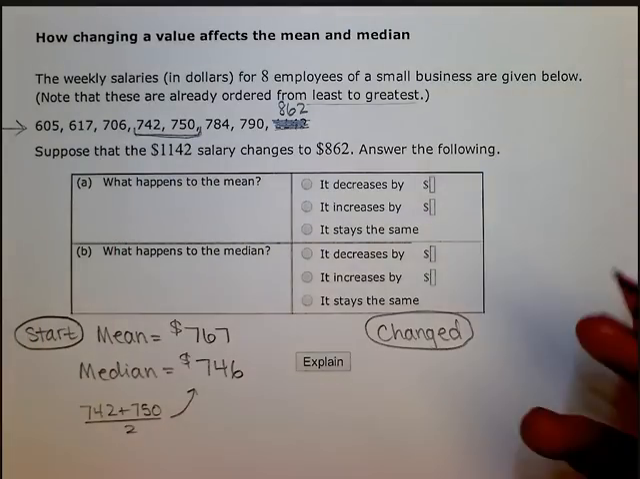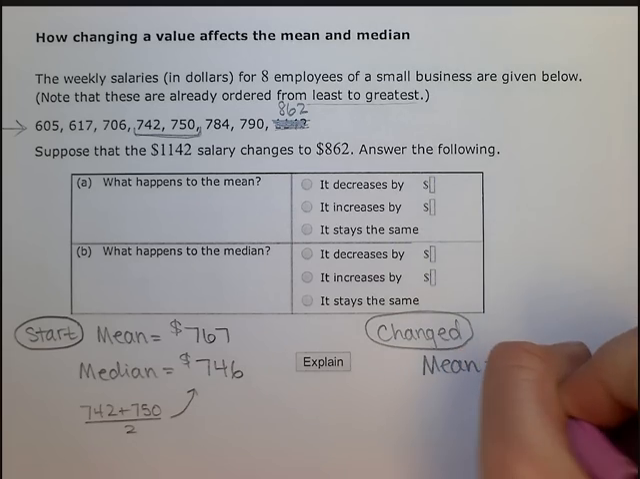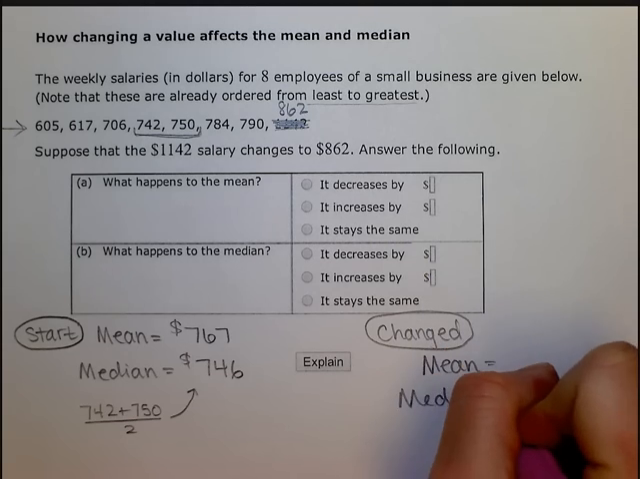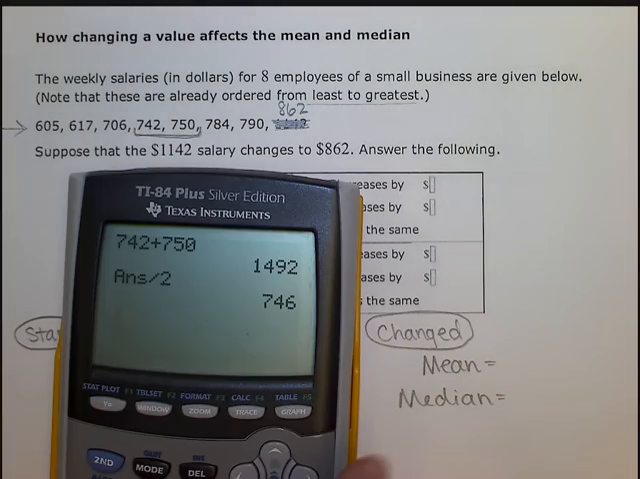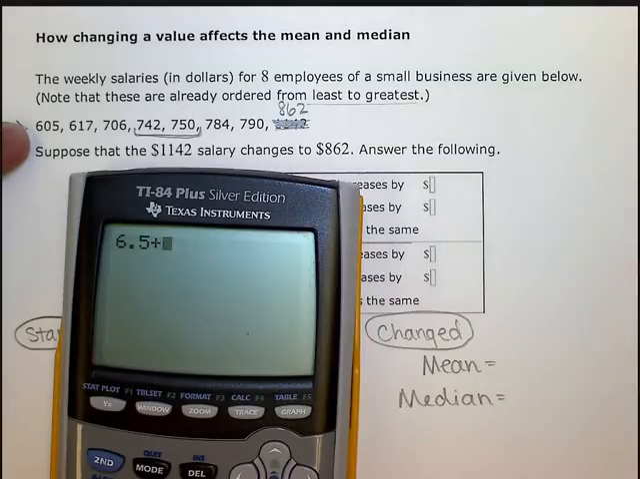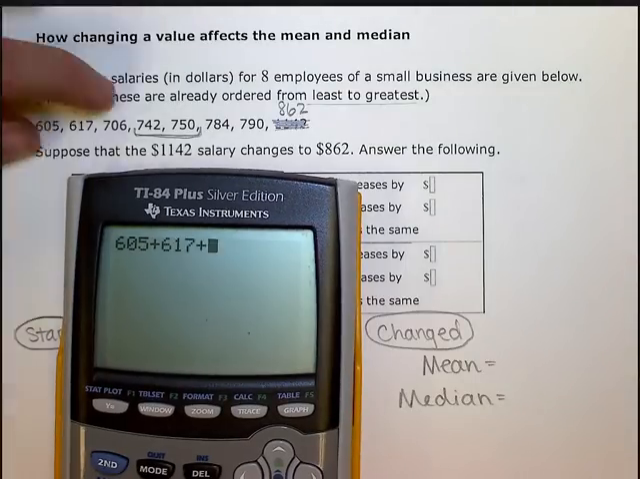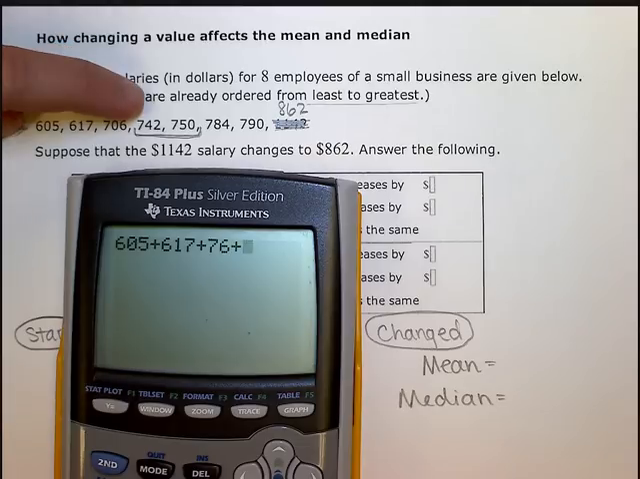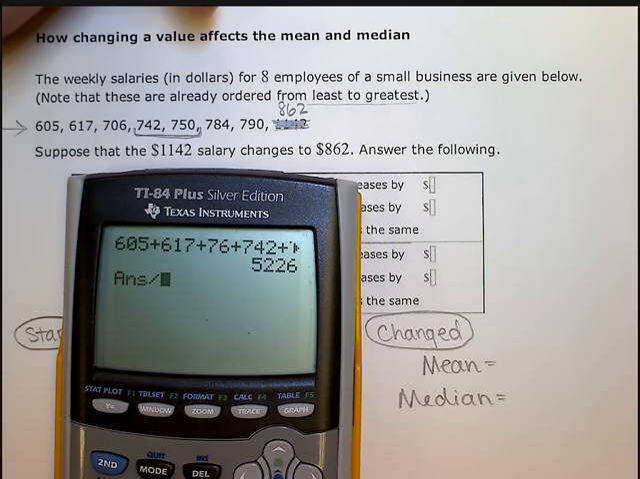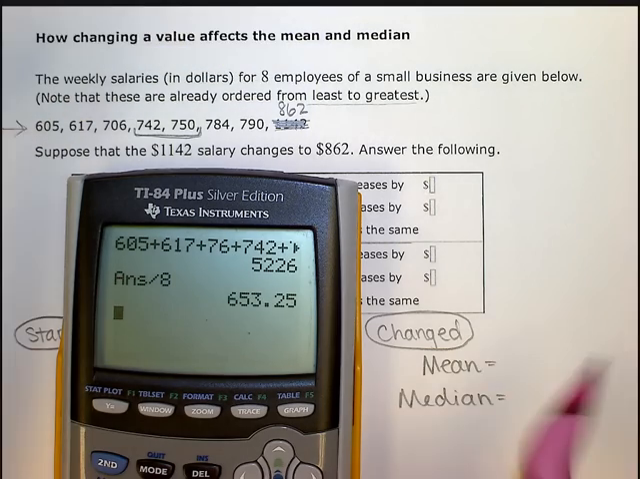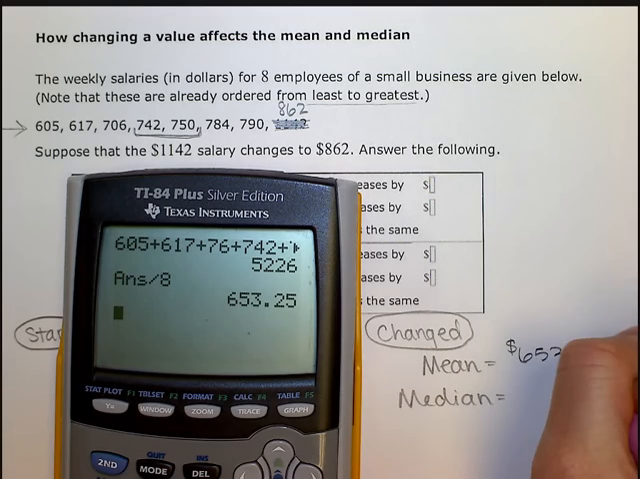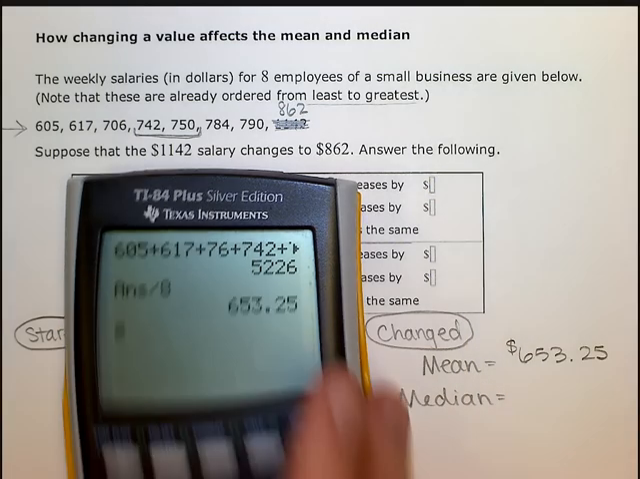All right, now let's find the mean of our changed numbers and the median of our changed numbers. Again, the mean is just the average, so I'm going to average them all again. But instead of adding the 1,142 at the end, I'm going to add the new number, 862, and divide by the total employees, which is 8. Now my mean is 653.25.